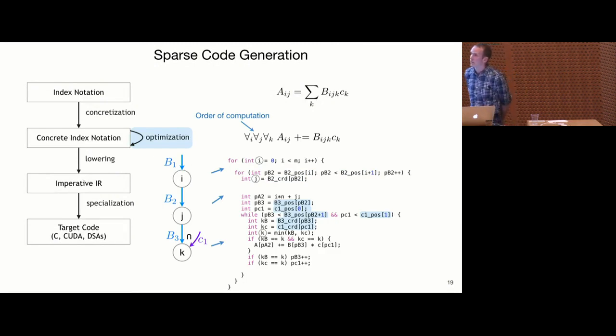So that's what this concrete index notation is for. It's a language where you get to talk about the order things happen, so when things happen, and where things are stored, which is essentially the things you want to talk about for optimization. And so most of the loop optimization happens in this language.